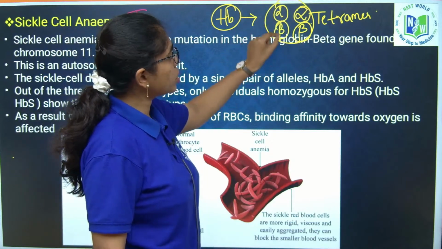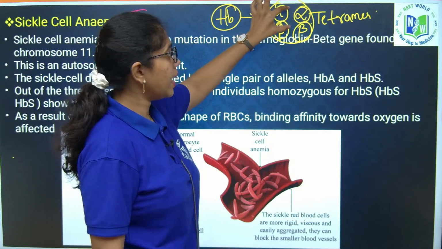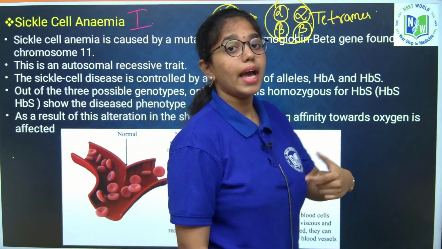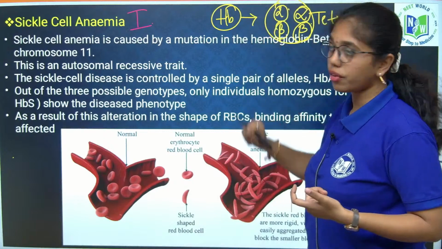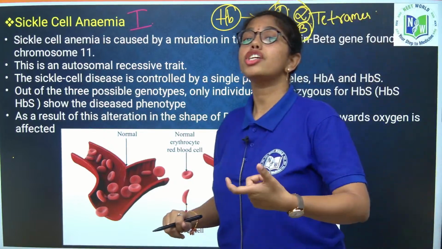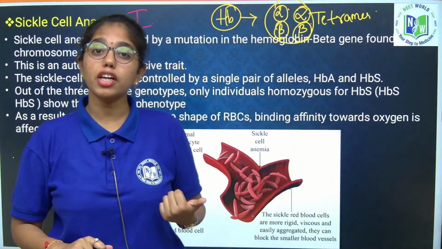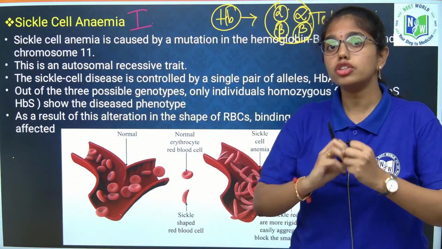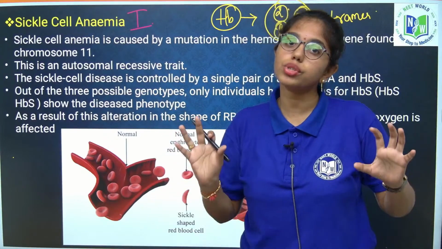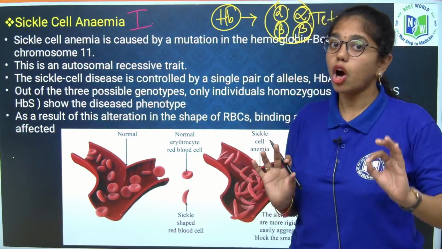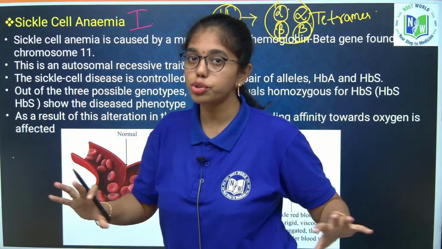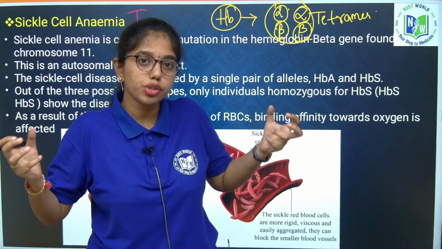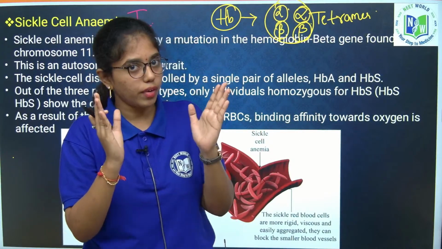Any structural disintegration in the hemoglobin will affect the functions of the hemoglobin, right? Any effect in the structure of the hemoglobin will affect what? The functions of the hemoglobin. What is the basic function of the hemoglobin? It will carry oxygen from the lungs to all the tissues and organs of the body, and it will collect the carbon dioxide from all tissues and organs towards the lungs for purification.